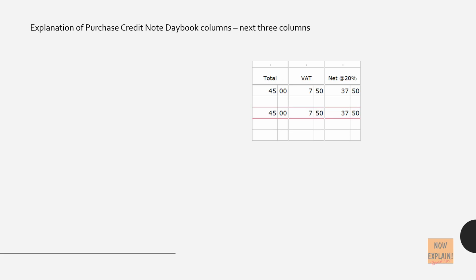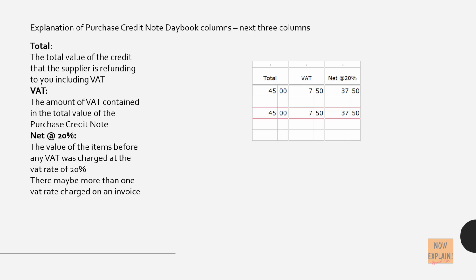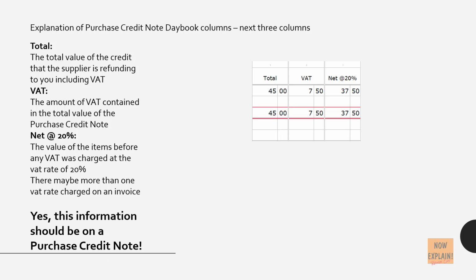The next three columns: total VAT net at 20%, the total value of the credit that the supplier is refunding to you including VAT, the amount of VAT contained in the total value of the Purchase Credit Note, net at 20%, the value of the items before any VAT was charged at the VAT rate of 20%. There may be more than one VAT rate charged on an invoice or a credit note. Yes, this information should be on a Purchase Credit Note.